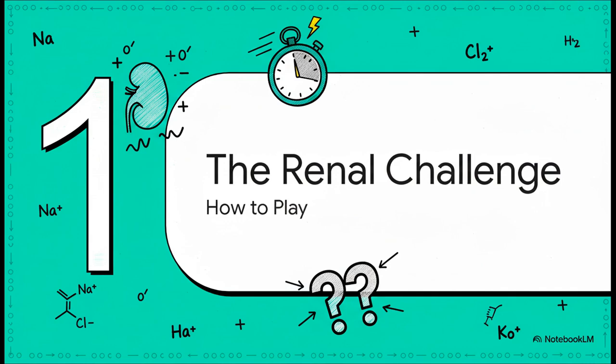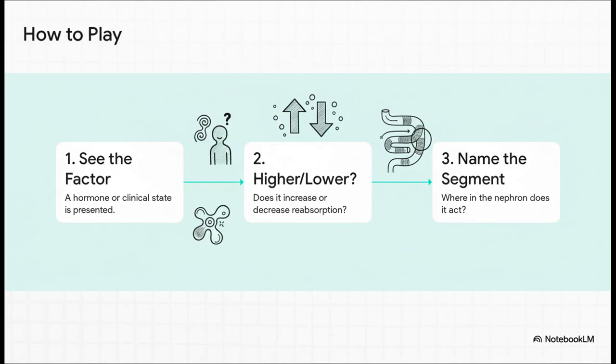The whole thing is super simple. I'm going to throw a factor at you. It could be a hormone, it could be a clinical state, and you've got just a couple of seconds to answer two key questions about it. So for every factor you see, you need to lock in two answers. First, does it lead to higher or lower reabsorption of a certain electrolyte? And second, where exactly in the nephron is this all going down? Simple enough, right? You ready?